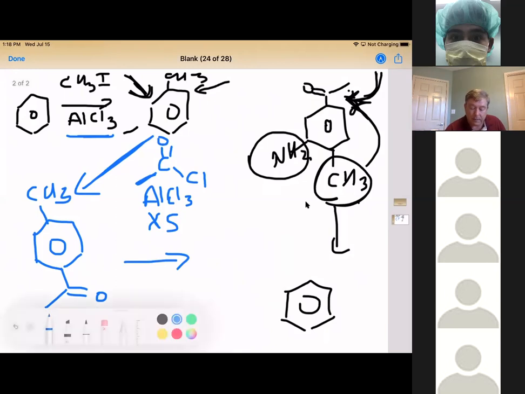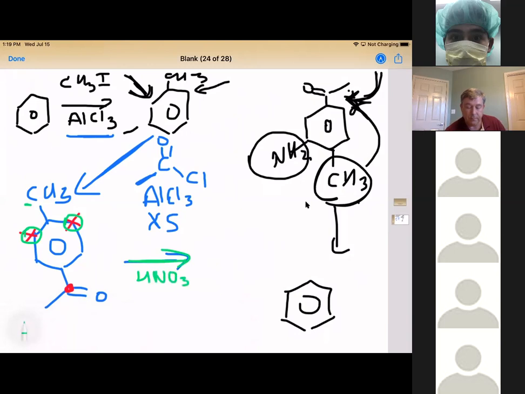Now, let's look at this group here first. This group is a carbonyl compound, so it's a meta-director. That means it's going to activate that position and that position. This methyl group is an ortho-para-director, but our para position's blocked. So it's also going to activate this position and this position. That means our next product from this reaction, if we use nitration, is going to give us our ketone compound.